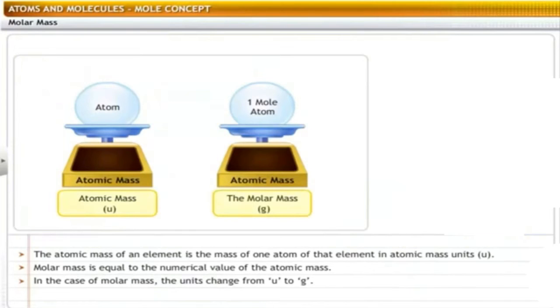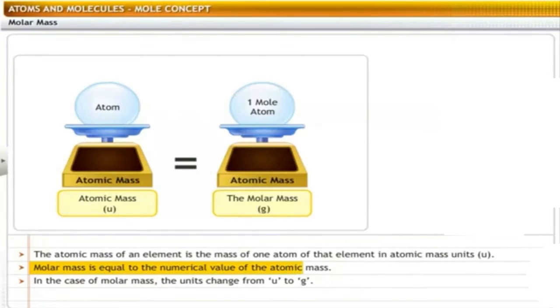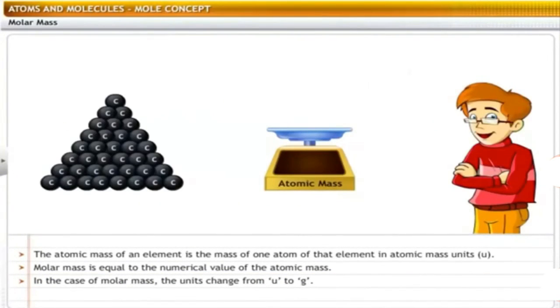The relative atomic or molecular mass in grams of a substance is equal to the mass of 1 mole. So the atomic mass unit u is the mass of one atom of that element. However, the molar mass, which is the mass of 1 mole of atoms of an element, has the same numerical value as that of atomic mass. However, in case of molar mass, the unit changes from the atomic mass unit u to grams g. Let's understand this concept still more clearly.